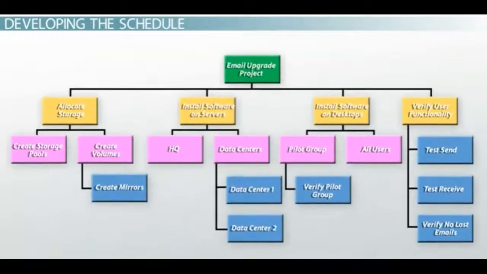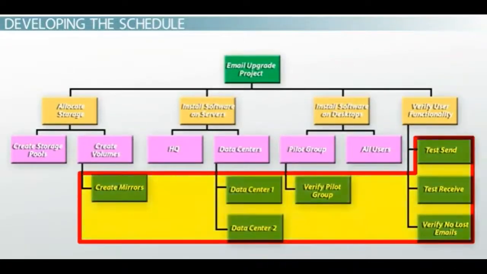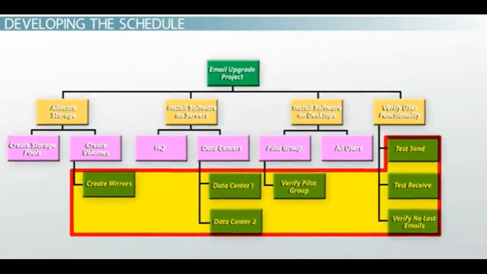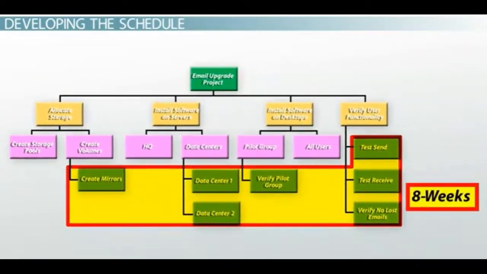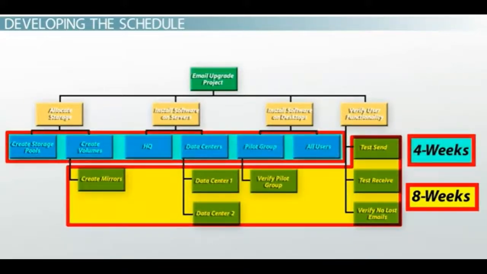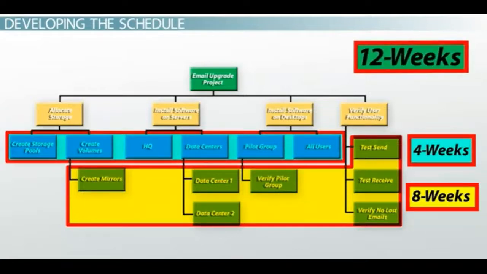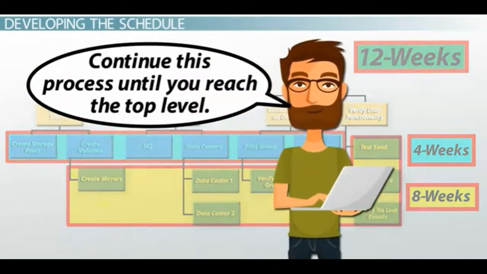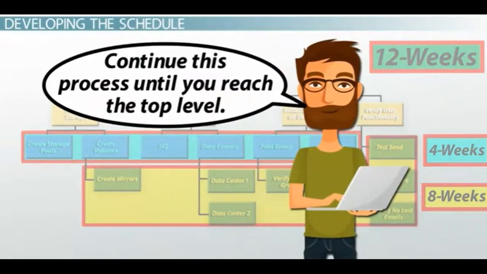Looking again at our email upgrade project, start with the blue, or lowest, level tasks and estimate the needed time. Put that time in the lower right corner. Moving up to the pink level, estimate the time needed to complete those tasks and put that number in the lower right corner. Add this to the number you got from adding the blue level and put that number in the upper right corner. Continue this process until you reach the top level, which will then give you the entire time needed to complete the project.